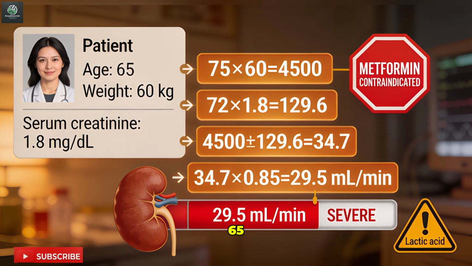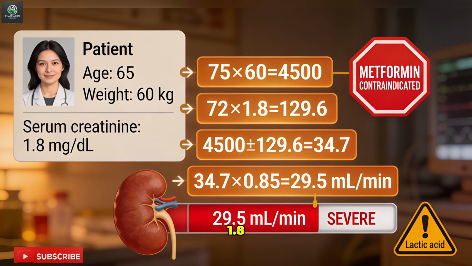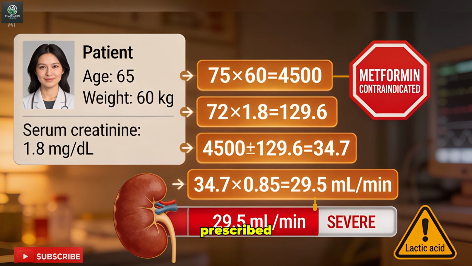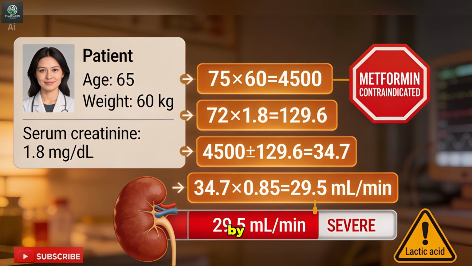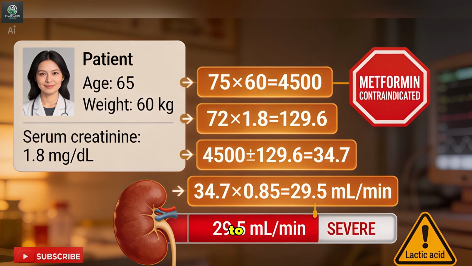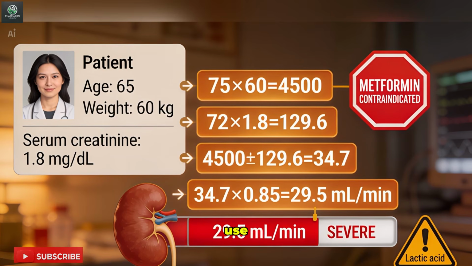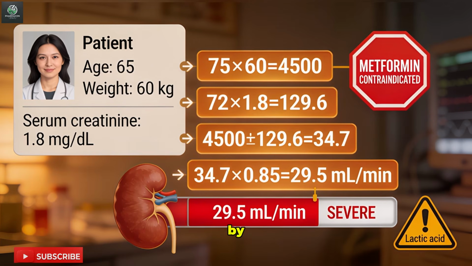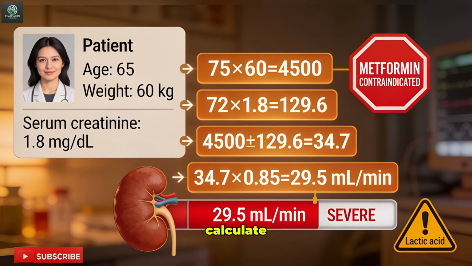Question 3. This is the most clinically important type of calculation. A 65-year-old female patient weighing 60 kilograms has a serum creatinine of 1.8 milligrams per deciliter. A doctor has prescribed metformin, a diabetes medication that is primarily excreted by the kidneys. Before dispensing, you need to calculate her creatinine clearance to determine if metformin is safe to use. Apply the Cockcroft-Gault formula, remembering to multiply by 0.85 because she is female. Pause and calculate.